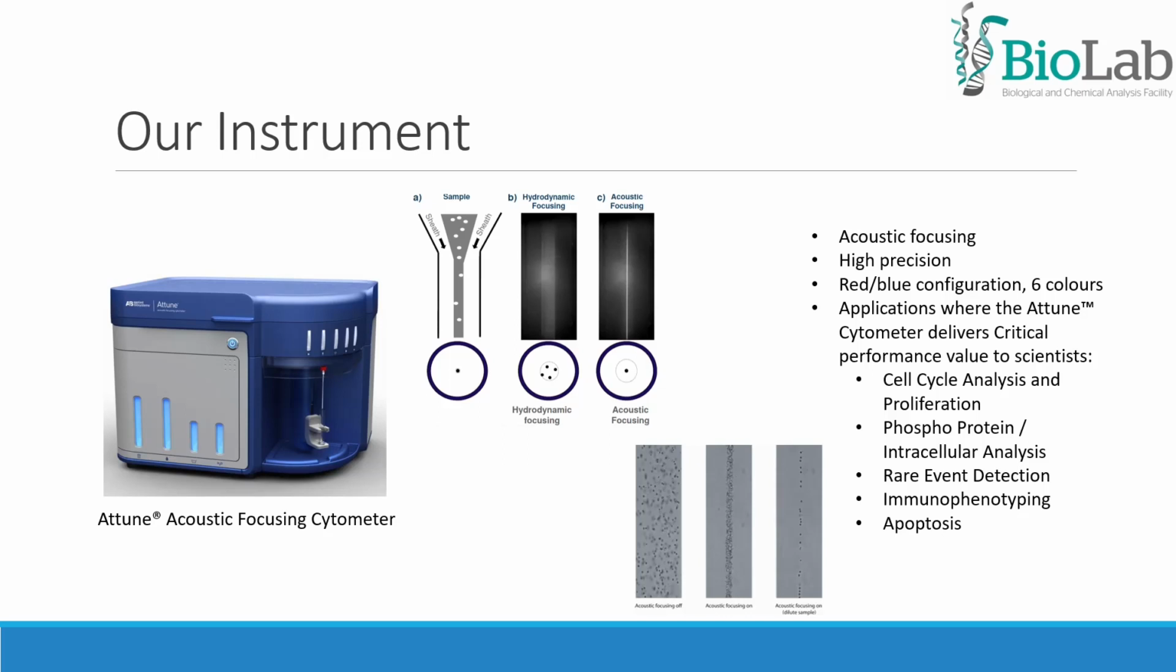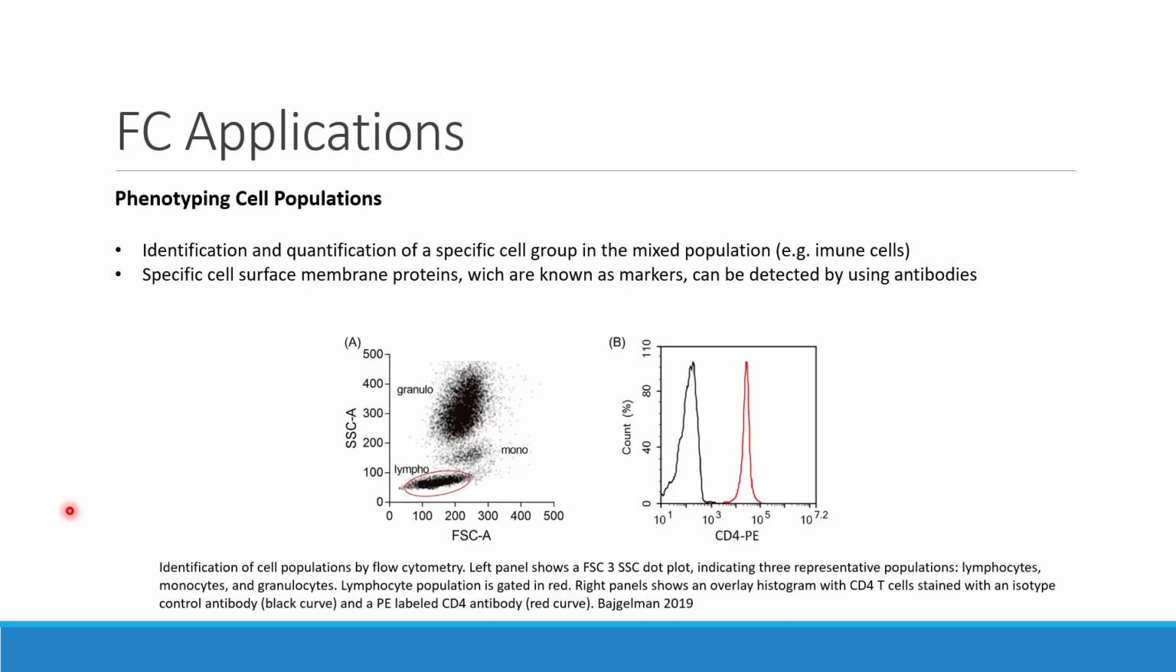This highly sensitive system is designed to acquire data at up to 35,000 events per second, detect particles with diameters from 0.5 to 50 micrometers, and rare events at sample rates up to 1,000 microliters per minute. The Attune software is designed to provide powerful data acquisition and analysis and can perform pre- and post-compensation, automated or manual. As previously mentioned, the phenotyping of cell populations is one of the applications of flow cytometry.